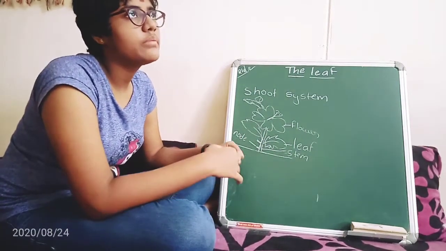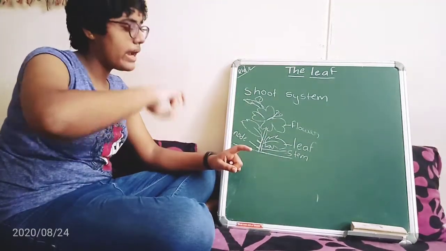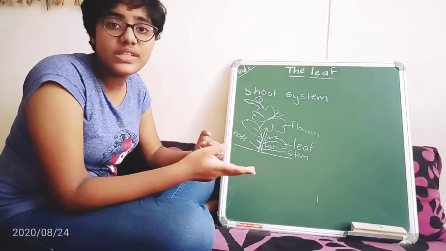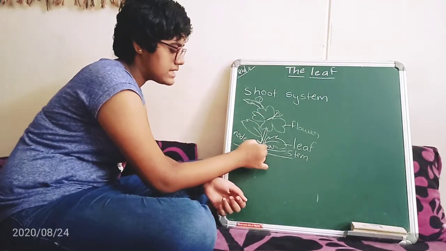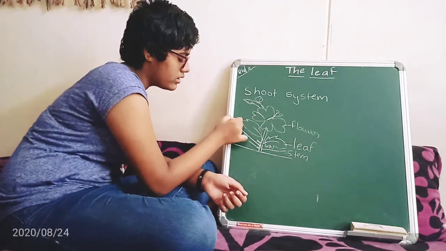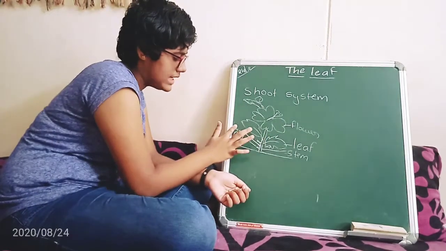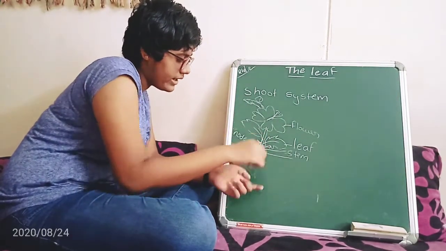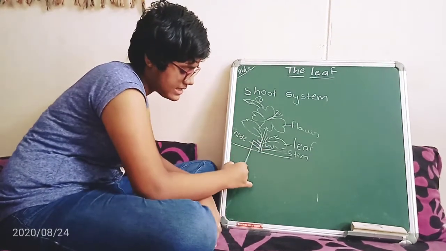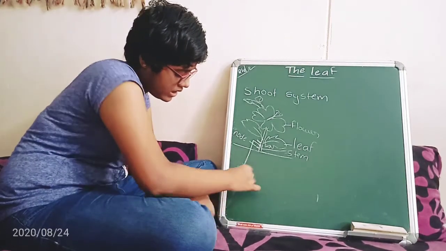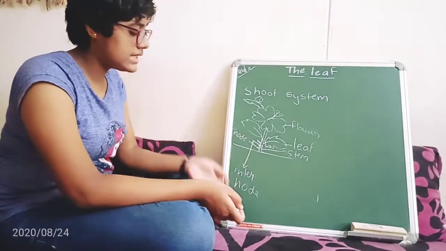So after Visakhapatnam it's Vijayanagar, after Vijayanagar it is Srikakulam. So now Srikakulam and Visakhapatnam are the nodes. In between, Vijayanagar is the internode. So the space between two nodes is known as the internode. I don't have place, I am writing it down. See this part, this place between these is known as the internode. Okay. Now this is known as the internode.